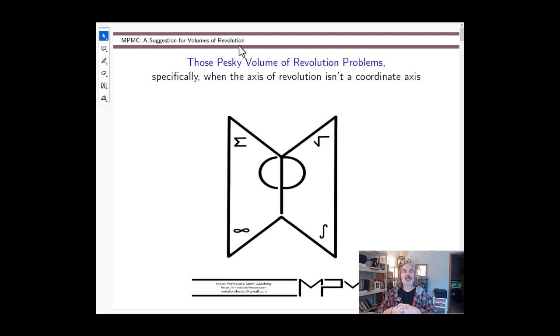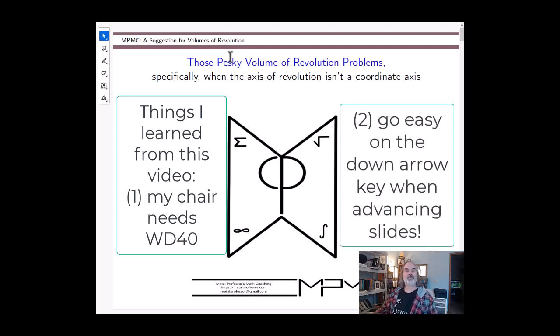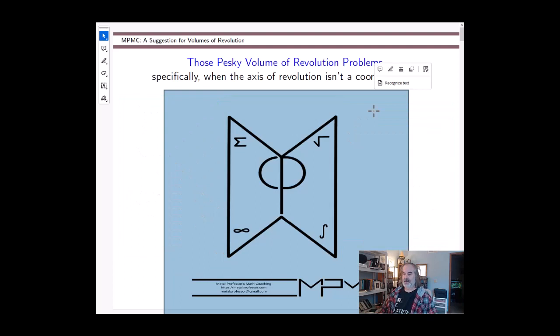Those problems are pretty straightforward when the axis of revolution that you're spinning around is either the x-axis or the y-axis, but the problems get a little bit more difficult, especially your first time through, when you take something like y equals sine of x from 0 to pi and revolve it around y equals -1. That's a slightly different story, and that can be a little bit tricky to set up your first time through. So here is a suggestion of how to deal with that.